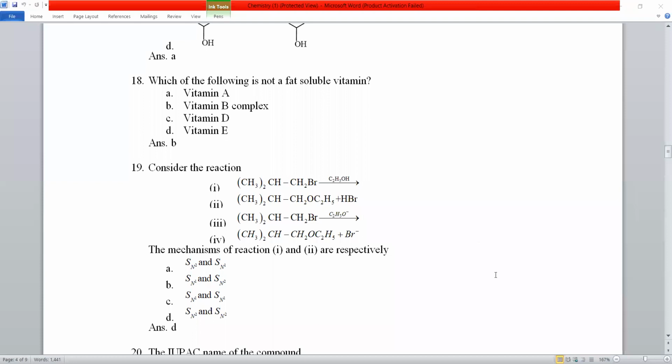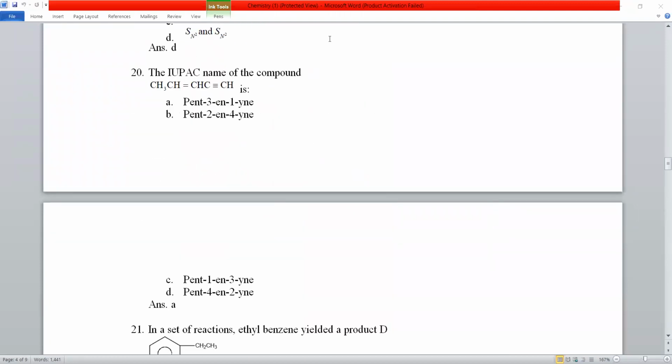Question number 20. The IUPAC name of the compound. They have given an unsymmetrical one like this: CH3, CH double bond CH, single bond C, triple bond CH. So start numbering from the alkyne: 1, 2, 3, 4, 5. So pent-3-en-1-yne. So option A is the correct one, student. Whenever it is unsymmetrical, give the numbering with respect to the alkyne, not the alkene.